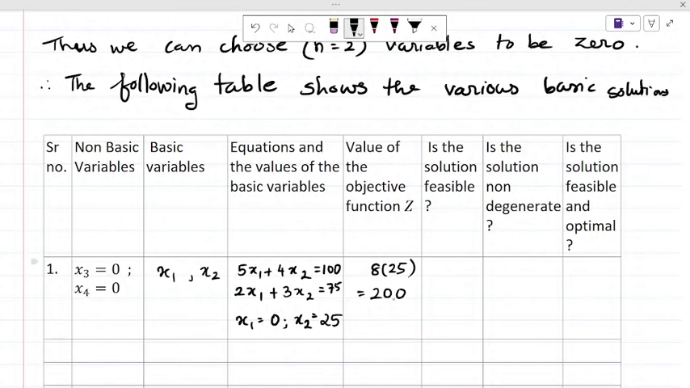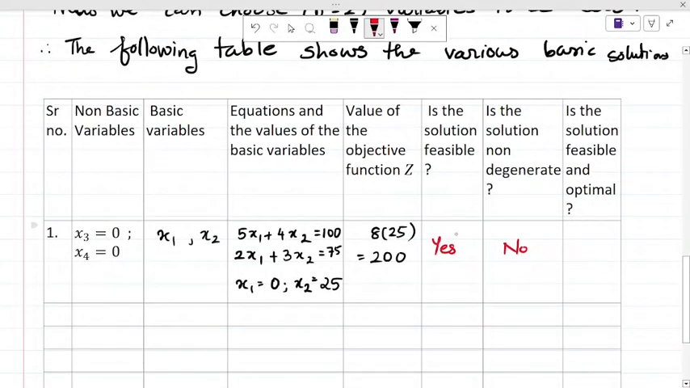Now is this solution feasible? Yes, it is a feasible solution. So I'll write it in red color over here. Is it a non-degenerate solution? No, it is not a non-degenerate solution. The reason is one of the values, x1, has gone 0. Here it should become positive. That's why it is not a non-degenerate solution.